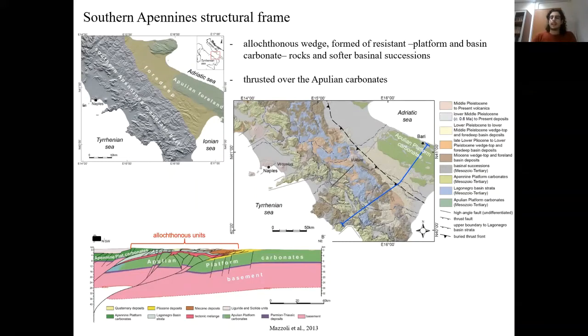The southern Apennines are a fold and thrust belt resulting from the latest interaction between the African and European plates. The accretion of the southern Apennines wedge took place from the early Miocene to the early Middle Pleistocene due to the deformation of the Adriatic westward subducting margin.